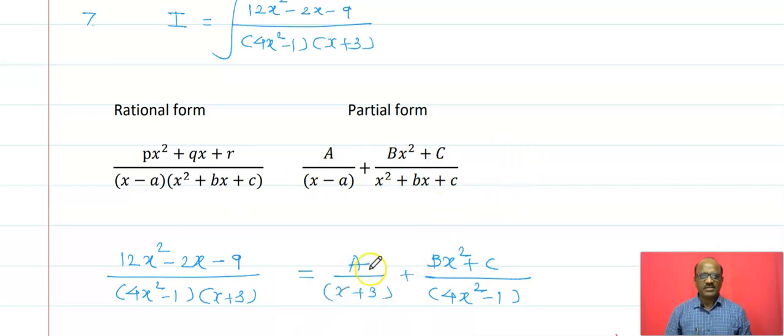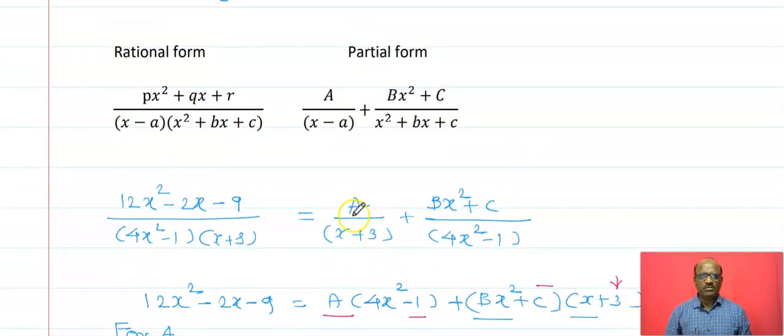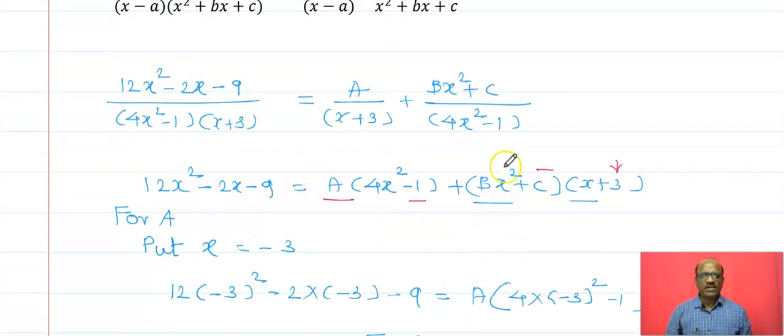As we can write it, that is a upon x plus 3 plus, what about the next term? bx plus c upon 4x square minus 1. Now find out again the LCM, then you will get 12x square minus 2x minus 9 is equal to a into 4x square minus 1 plus bx plus c into x plus 3.